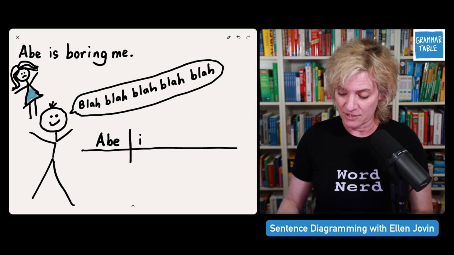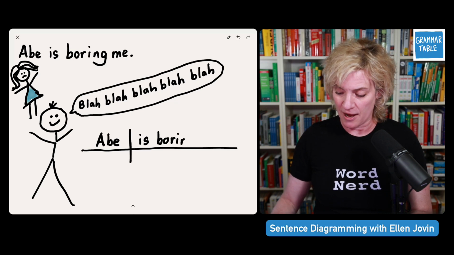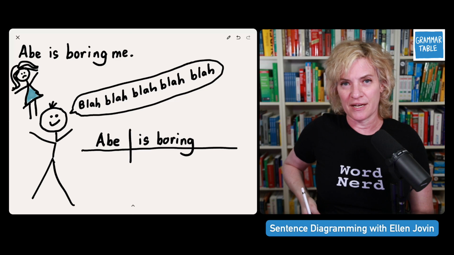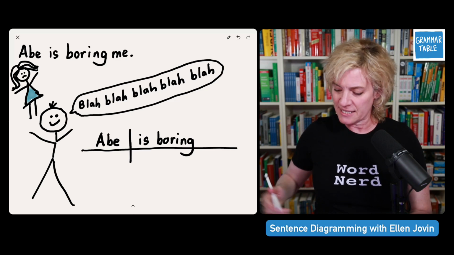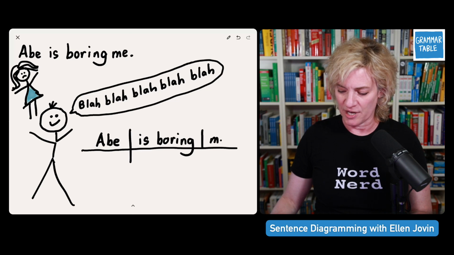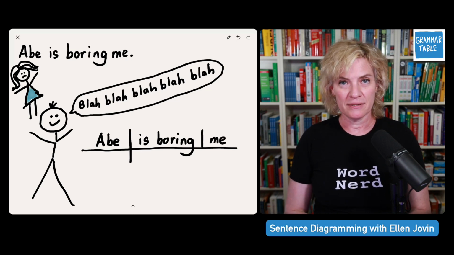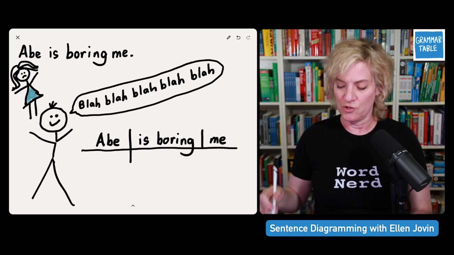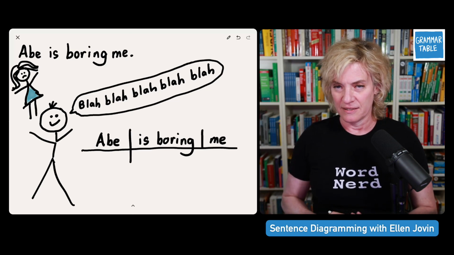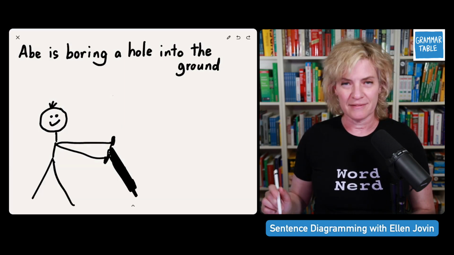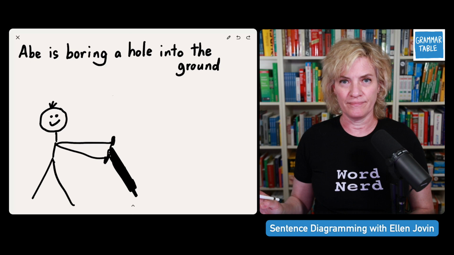But now we have to diagram these two verbs together. So those go into the verb spot on the right side of the more serious of the vertical lines you draw through these. And then me is the direct object. Abe, subject, is boring, verbs, and me, direct object. This is still fairly simple. Let's advance to slightly more words again.